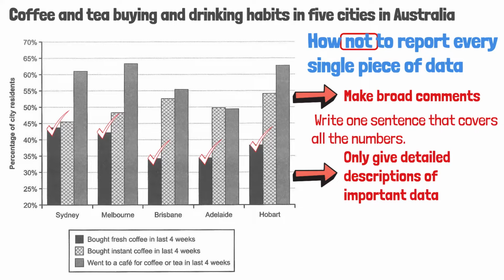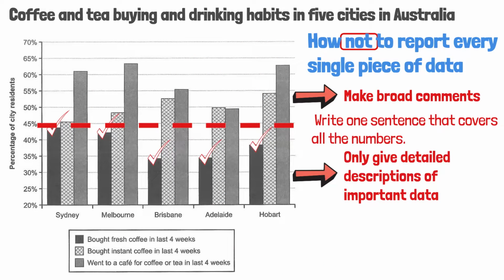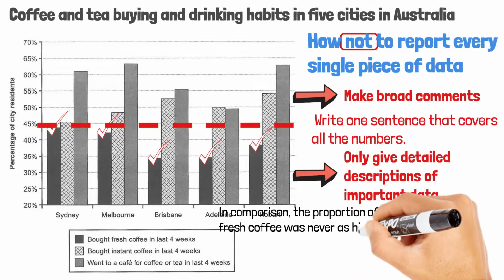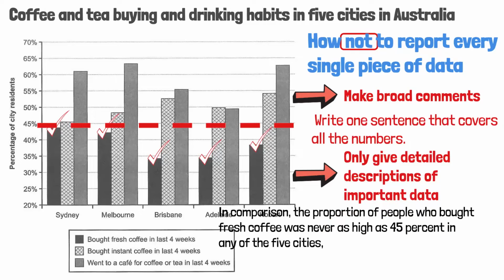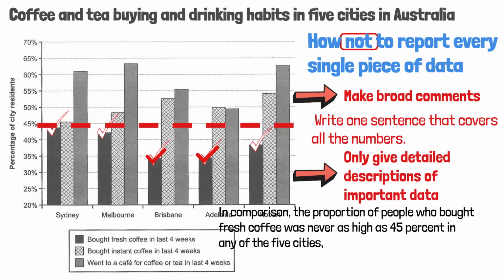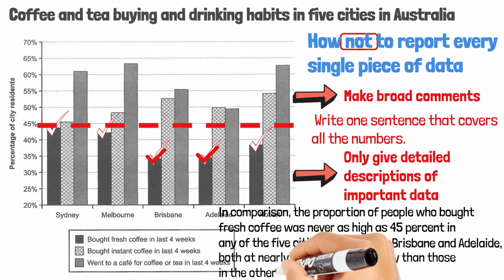Let's first make a broad comment. What do these 5 percentages have in common? Well, they are all lower than 45%. So we can say, the proportion of people who bought fresh coffee was never as high as 45% in any of the 5 cities. This is a broad comment that covers all 5 percentages, and then we give a more detailed description of these 2 important percentages. With those in Brisbane and Adelaide both at nearly 35%, less likely than those in the other 3 cities to do so.